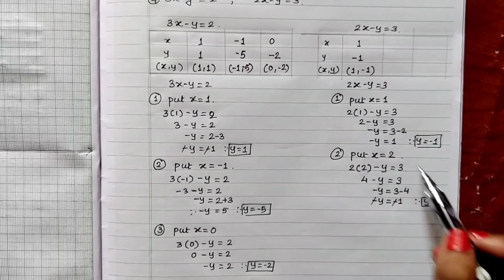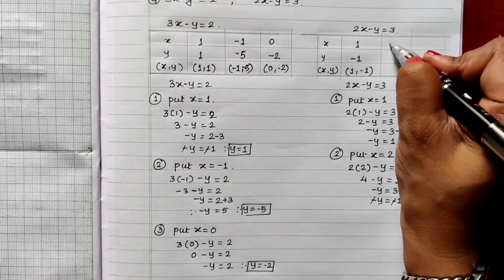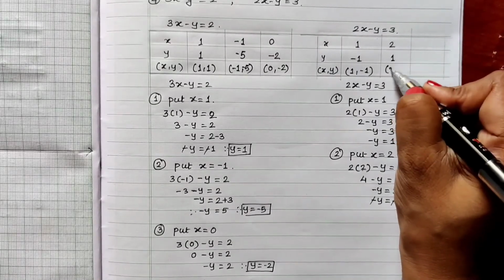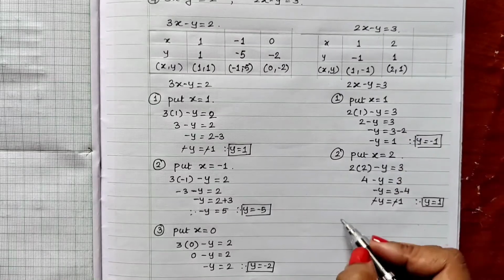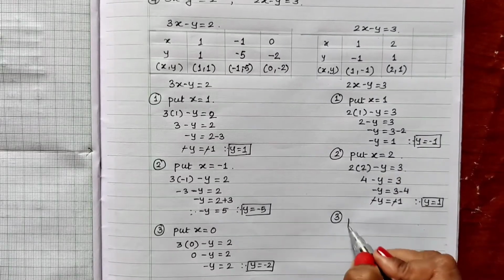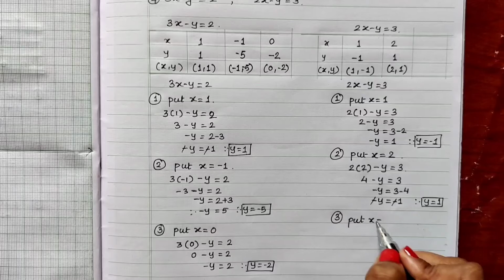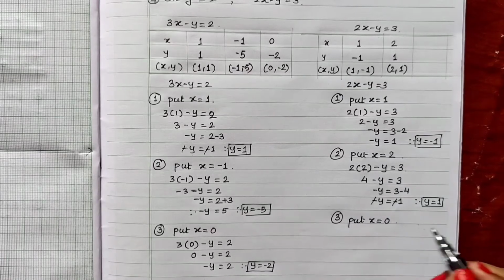So x is 2, y we get plus 1. 2, 1 are the coordinates. Now let us solve for the third value of x. Let us put x is equal to 0.